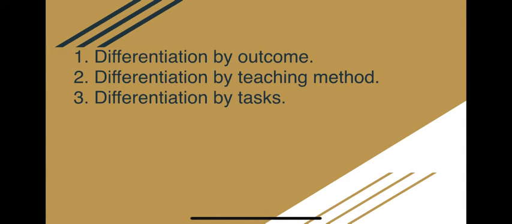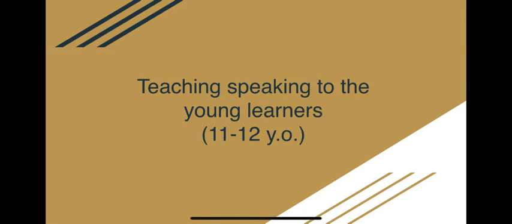We can differentiate in the following ways. Differentiation by outcome. It means that by the end of the lesson, students of different abilities will have reached different outcomes. Differentiation by teaching method and differentiation by task. We can provide students with these options by modifying tasks, so we provide either extra support or extra challenge.